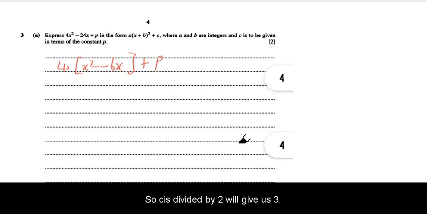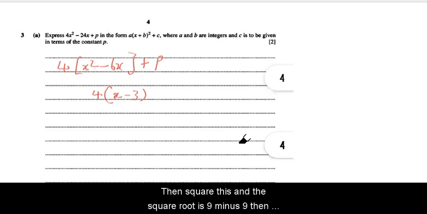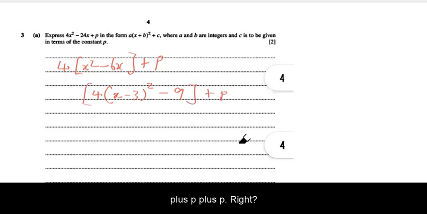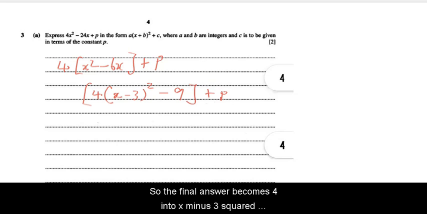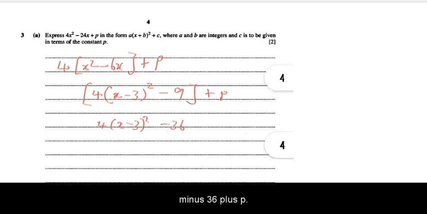So 6 divided by 2 will give us 3, and 3 squared is 9. So it is 4 into x minus 3, the half of 6. Then square this, and the square is 9, minus 9, then plus p. So the final answer becomes 4 into (x minus 3) squared minus 36 plus p. Next question.